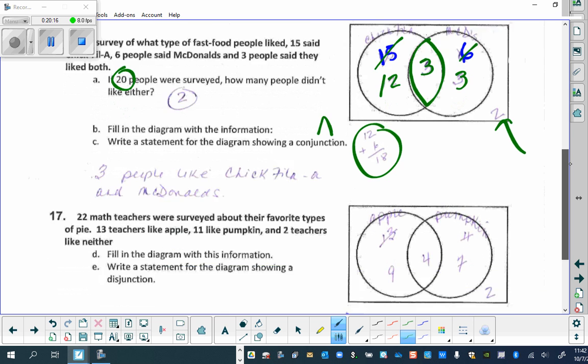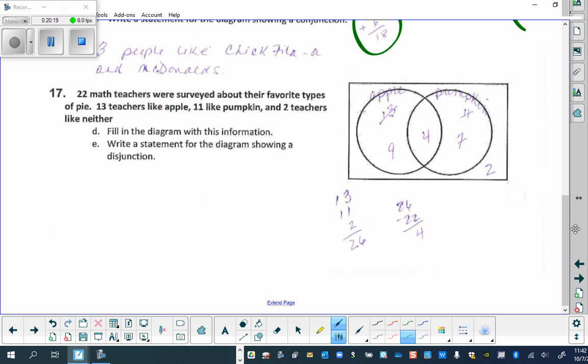So we like to play with what kind of information we give you. 22 math teachers were surveyed about their favorite types of pie. 13 like apple, 11 like pumpkin, and 2 teachers like neither. Once I put these 2 teachers out here, I've got my 13, I've got my 11, but once they tell me that they talked to 22 people, when I add 13, 11, and 2 up, I get 26. So I've got 4 extra votes. I only talked to 22 people. Why do I have 26 answers? Do you see how that doesn't make sense? Because I had 4 people pick both.